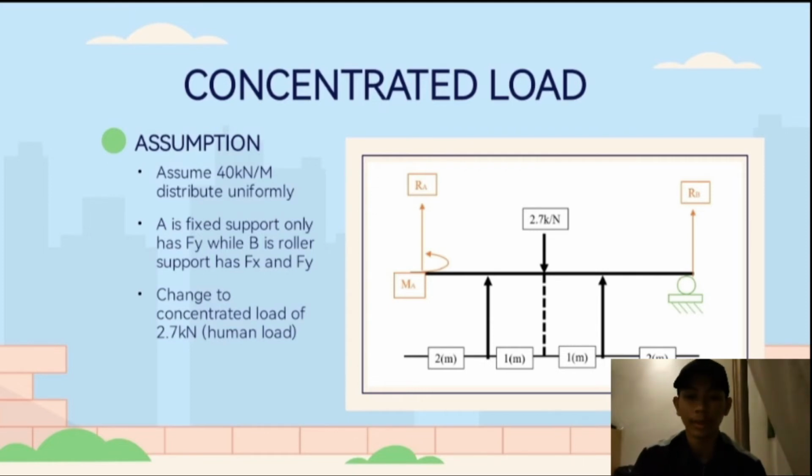For the concentrated load, we changed the distributed load to a concentrated load by multiplying the distributed load with the length of the beam. We can assume that the given load is distributed uniformly. A is the fixed support, which only has force in the y-axis, while B is the roller support, which has force in both directions, y and x-axis.